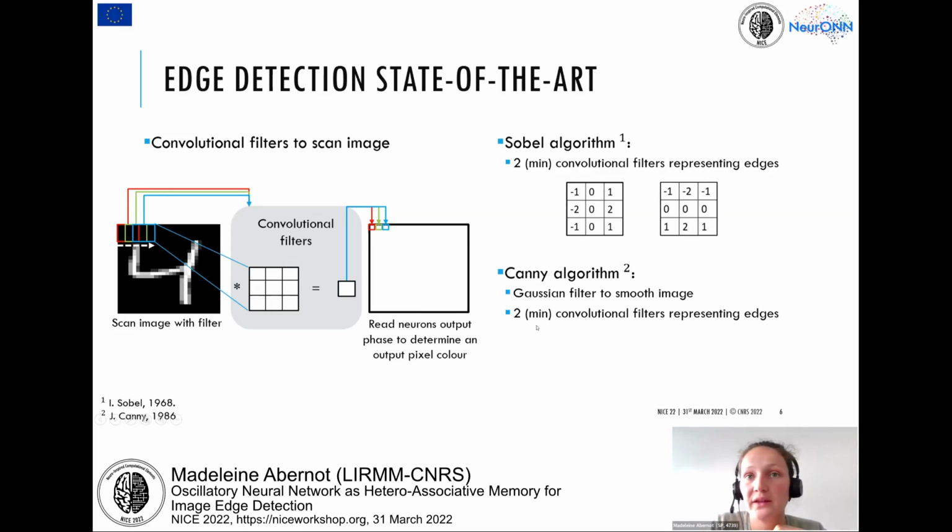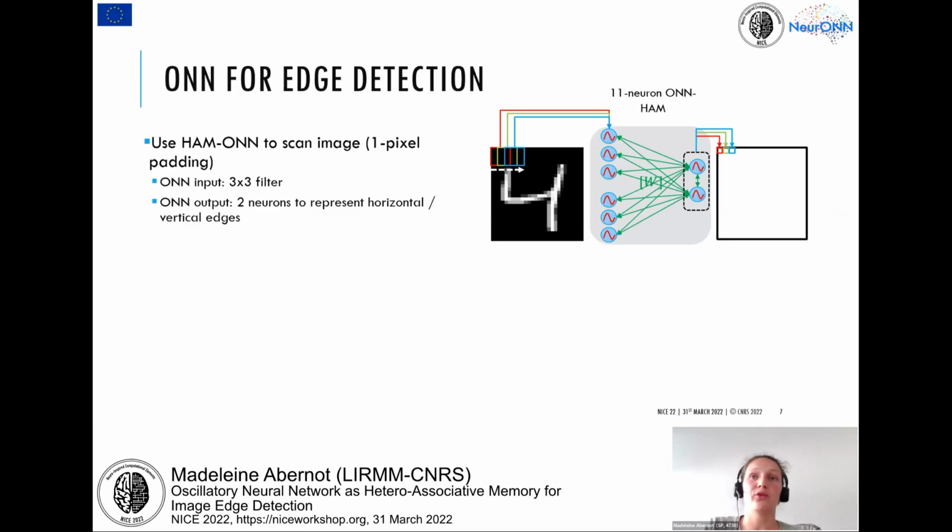In addition, the Canny algorithm adds a Gaussian filter to first smooth the image and then applies the convolutional filters, because using only convolutional filters is really sensitive to noise. During this work, we tried to replace the two convolutional filters with one ONN as a heteroassociative memory. The idea is to have as input the small part of the image in which we want to detect an edge, and we would like the output to say if there is an edge or not inside the image.